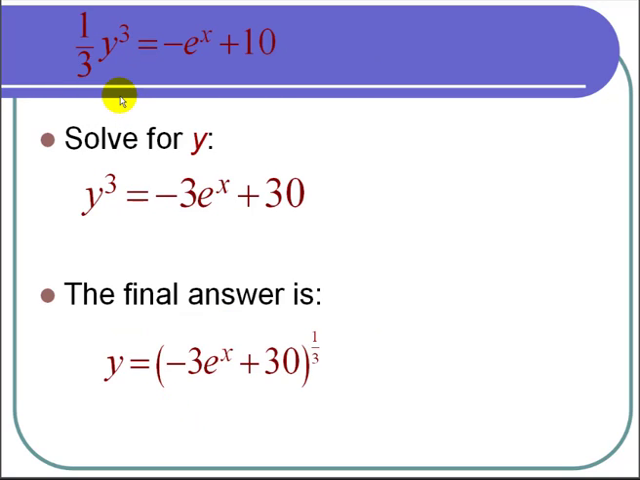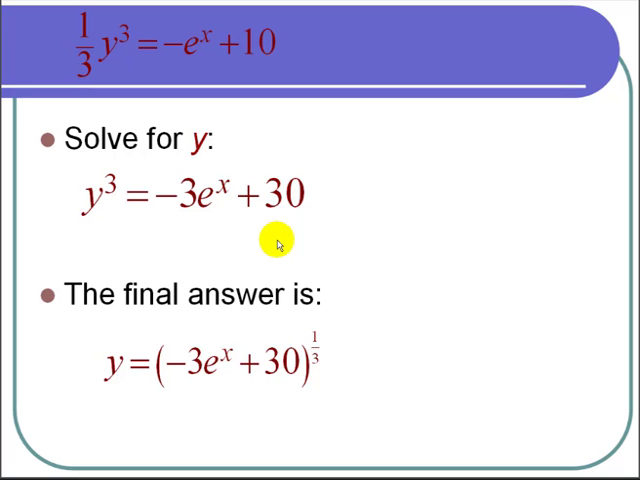So finally what I'm going to do is solve for y. I have my c, now I just want to get y by itself. So I have the 1/3 and I have the cube. First I deal with the 1/3: I multiply by 3 on both sides, and I get y cubed is equal to negative 3 e to the x plus 30.